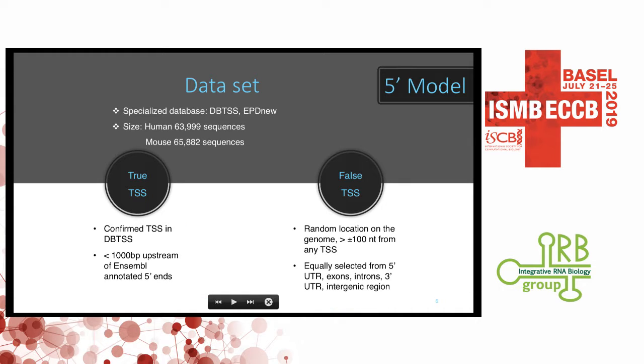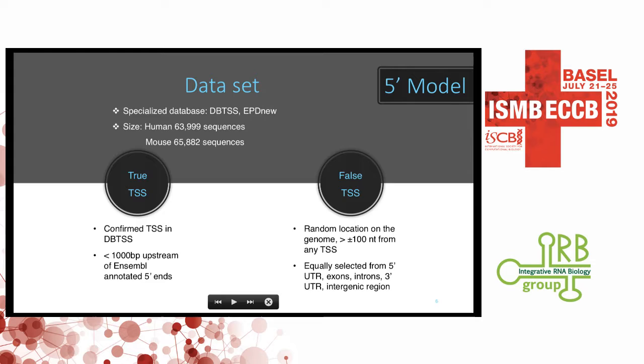So for the Fiveframe model, we generated our data sets. We generated two data sets in total. One is human and one is mouse. We are using specialized databases like DBTSS and EPD-New, because these databases catalog all the TSS with experimental evidence. And that's how we identify the true TSS.